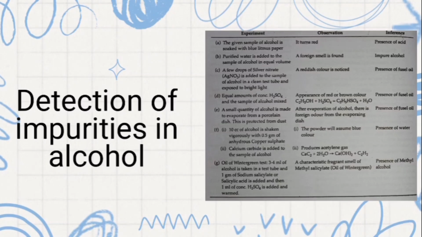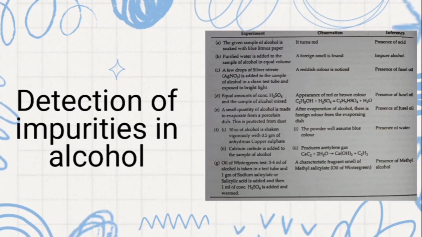For fusel oil identification, a few drops of silver nitrate are added to the given sample of alcohol in a clean test tube and it is exposed to bright light, and if any reddish color is found, then fusel oil is present. Equal amounts of concentrated H2SO4 and alcohol are mixed. If there is any red or brown color, then fusel oil is present. A small quantity of alcohol is made to evaporate from a porcelain dish, and this process is protected from dust, and if any foreign odor is observed, then fusel oil is present in the given sample of alcohol.